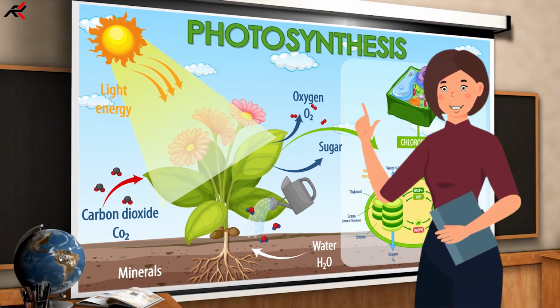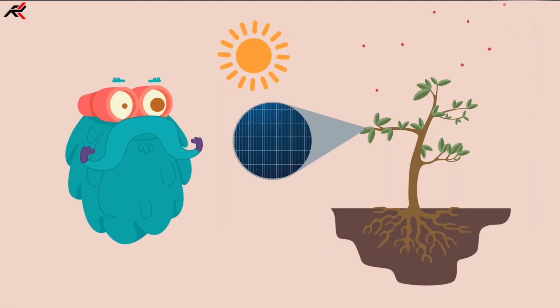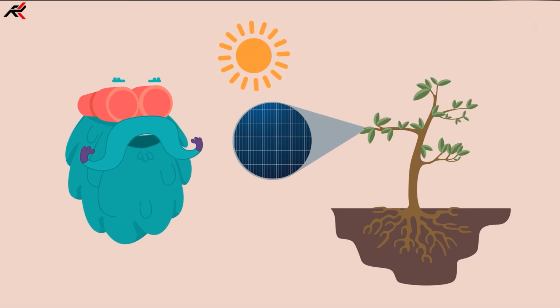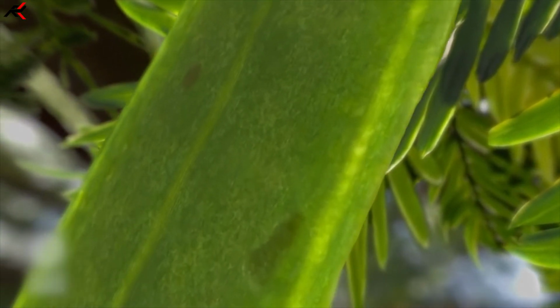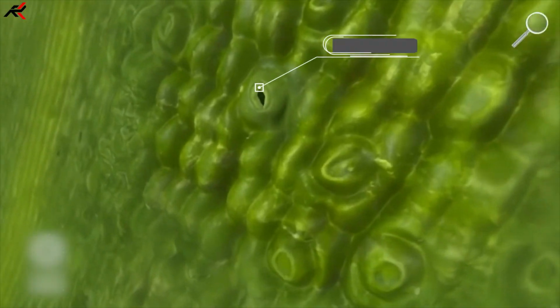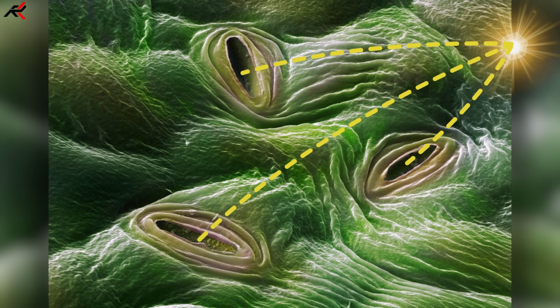Guys, as you know, plants make their food from sunlight energy. But how is it possible? Are there solar panels on the leaves of the plant? There are no solar panels on the leaves of the plant, but the working method of the leaves is the same as a solar panel. When you look at the leaves of the plant under a microscope, you will see many such holes, which are known as stomata. And these are the holes through which plants absorb the energy of sunlight and make their food.